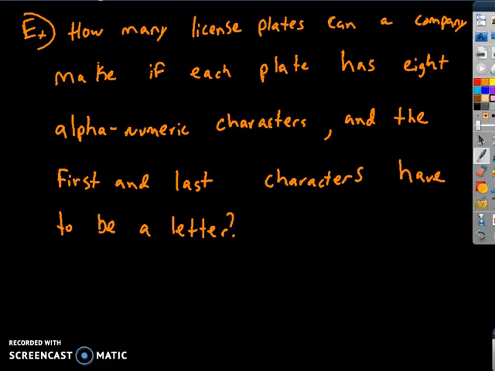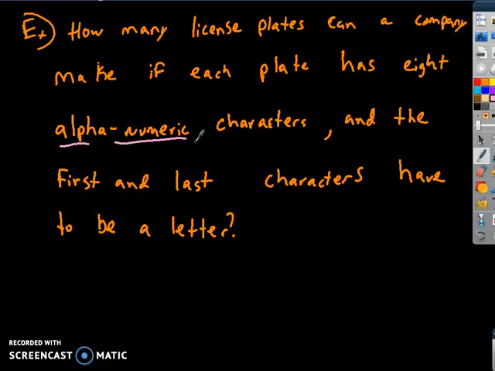How many license plates can a company make if each plate has 8 alphanumeric characters and the first and last character have to be a letter? Alphanumeric is a new word; it just means letters and numbers.